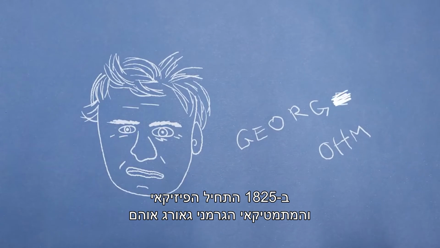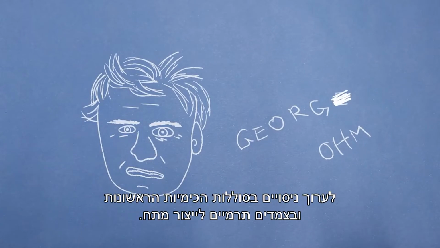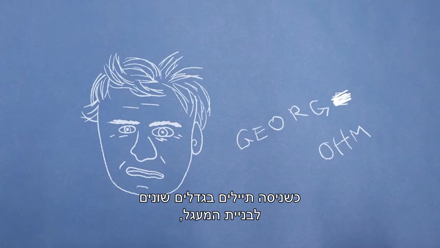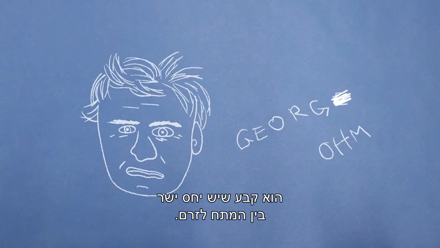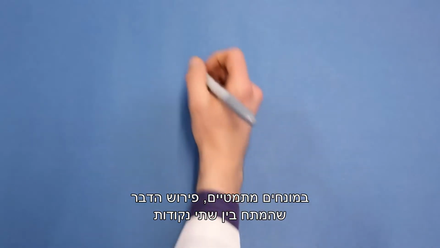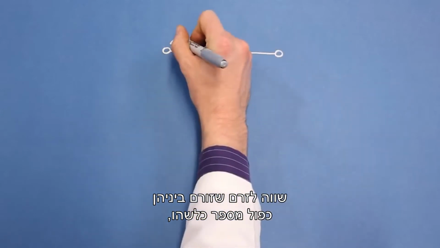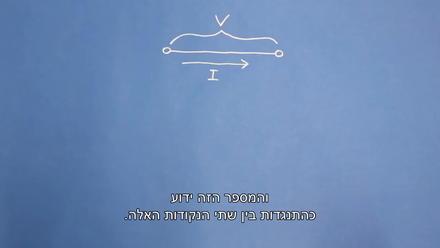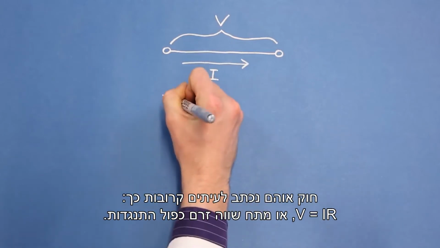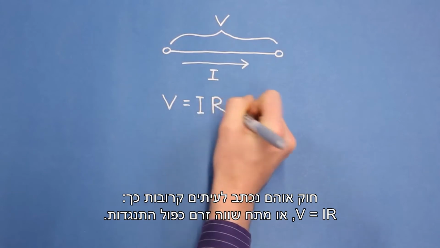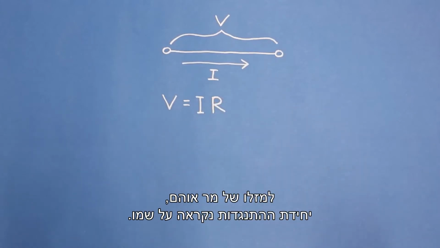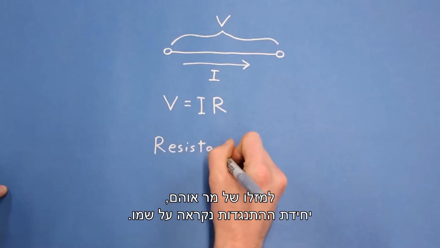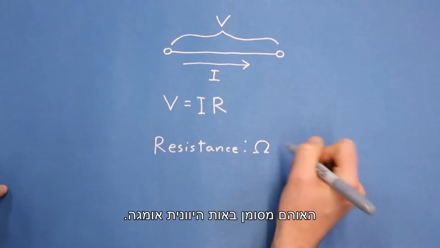In 1825, the German physicist and mathematician Georg Ohm began experimenting with early chemical batteries and thermocouples to produce voltages. By varying the size of wires used to complete the circuit, he determined that voltage and current were proportional. In math terms, that means the voltage between 2 points is equal to the current flowing between those points times some number, and that number is known as the resistance between those points. Ohm's law is often written as V equals IR, or voltage is equal to current times resistance. Lucky for Mr. Ohm, the unit for resistance was named after him. The ohm is abbreviated with the Greek letter omega.